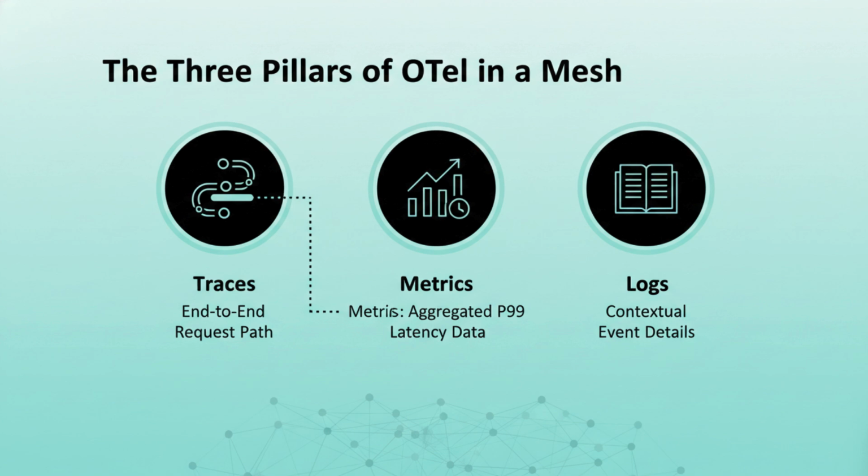Traces provide the why behind a specific slow request by showing the end-to-end path. Metrics provide the what, aggregating latency data into percentiles, like P99, to show overall system health. Logs provide the how, offering the raw context for specific failures. In a service mesh, OTel unifies these signals, allowing you to correlate a spike in P99 latency seen in a metric directly to a specific span in a trace. This correlation is vital for senior architects, managing thousands of concurrent requests across multiple regions.